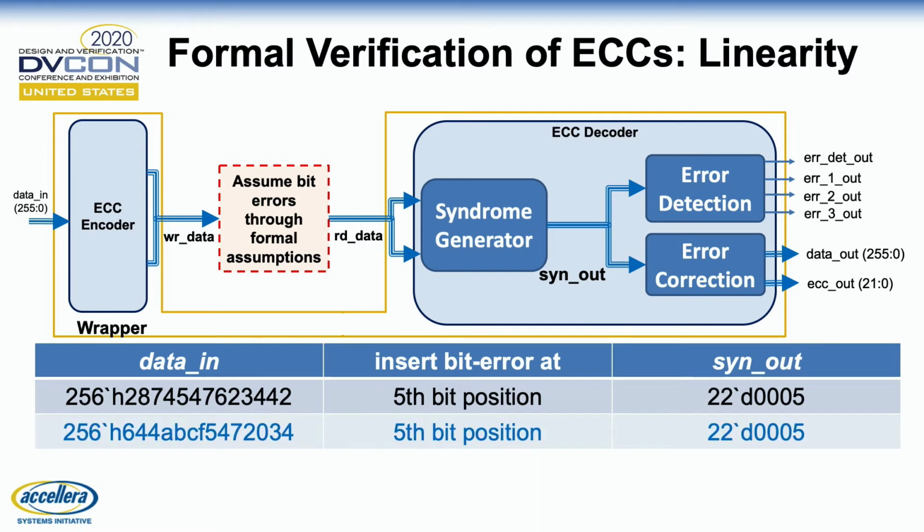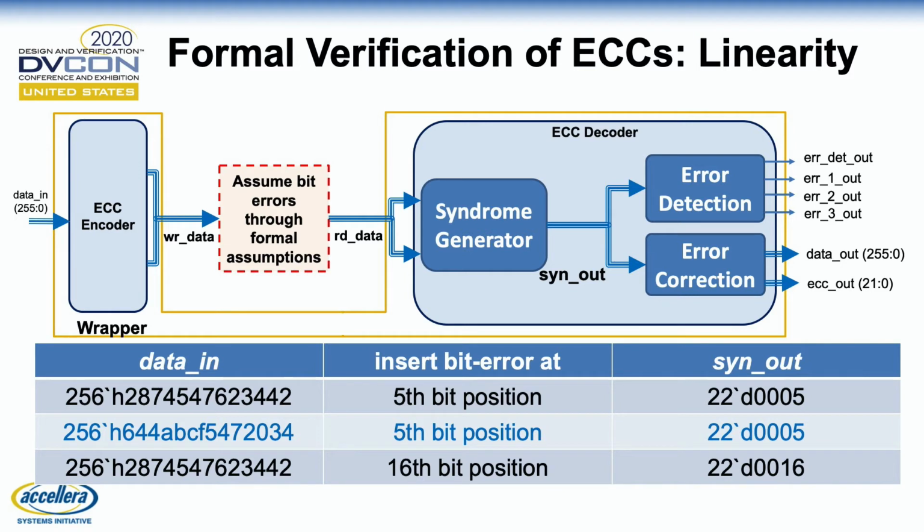Then we took a different data in value, but again we inserted the error at the same 5th bit position. Now the output is again the same, again telling us that the bit flip occurred at the 5th bit position. We did more such experiments, and here we inserted the error at the 16th bit position, and the output indicated that the bit flip occurred at the 16th bit position.